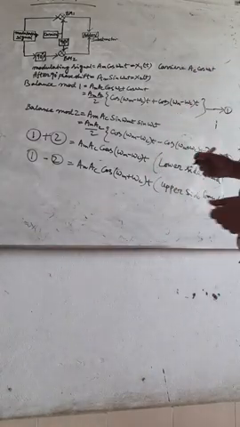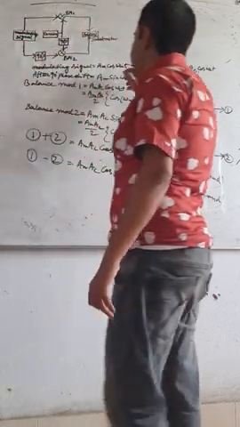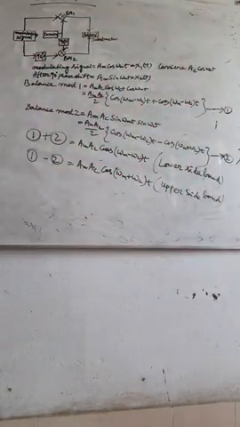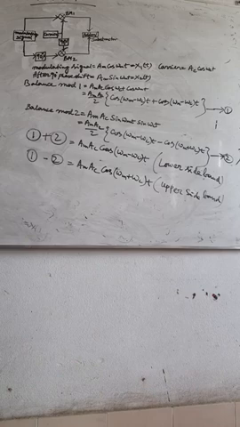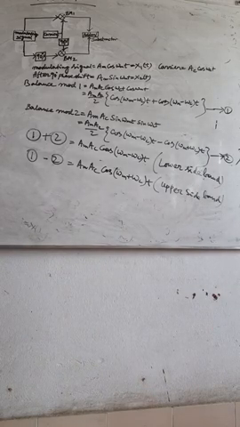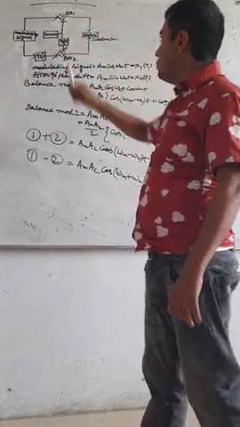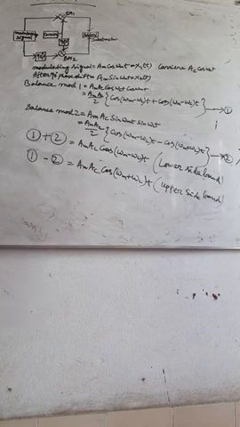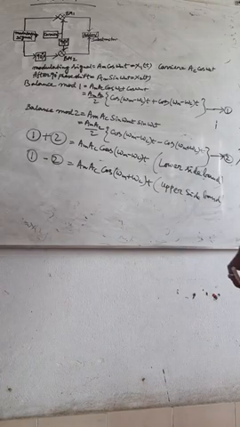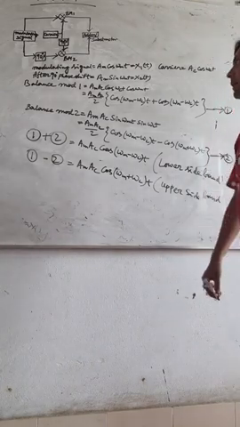We have the modulating signal A cos omega n t. We are allowing the modulating signal to pass through both the balance modulators. We have two balance modulators, Bn1 and Bn2.